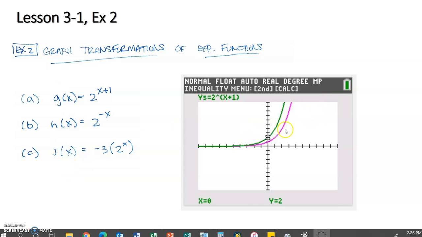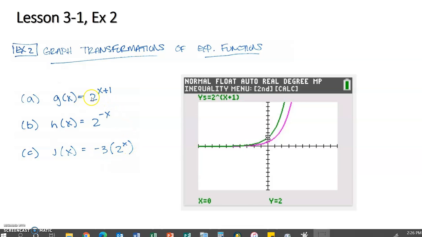All right, let's move on to example 2, graph transformations of exponential functions. Now, one thing that doesn't show up is, what is the magenta line here? And that is going to be f of x equals 2 to the x power. We're going to call that our parent function. That's what we're starting with. And so we're looking to see, what does the +1, what does the negative, what does this -3 out here, what does it do to that parent function?